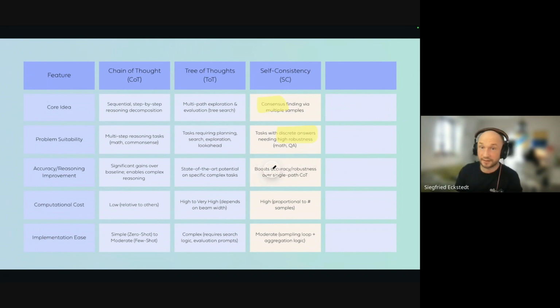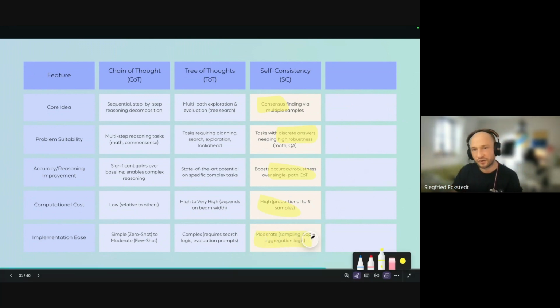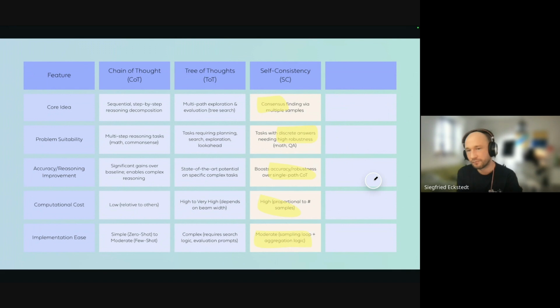It is boosting the accuracy and robustness, as I've shown. It still is relatively high computational effort because you need to generate the different trains of thought, but it's not so hard to implement because the sampling and the aggregation logic on how you want to vote is not as complex as with the tree of thoughts.